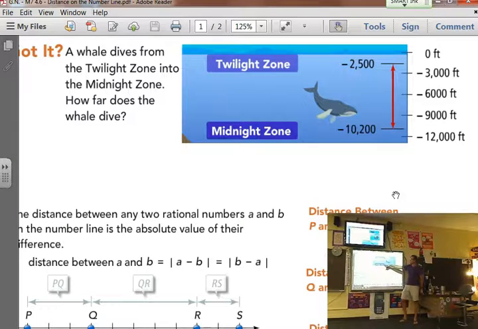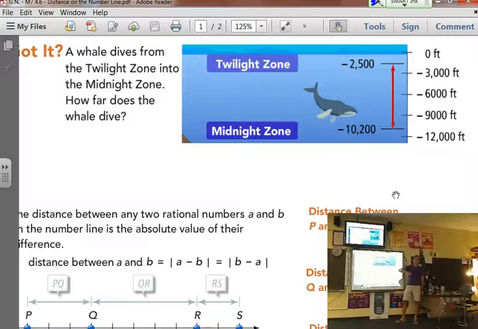So this midnight zone, why do you think they call it the midnight zone? Ozzy? Yeah, there's no light down there. No light gets down there. So most things can't survive, but there's some really interesting creatures down there that have adapted to survive in those cold, lightless environments. So we want to talk about how much space is there in the midnight zone. This is where our whale that we're collecting data on hangs out.